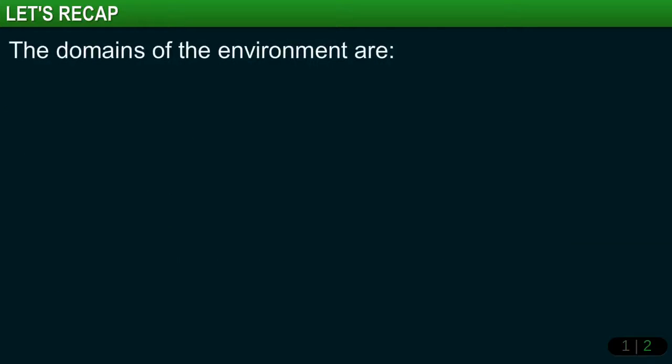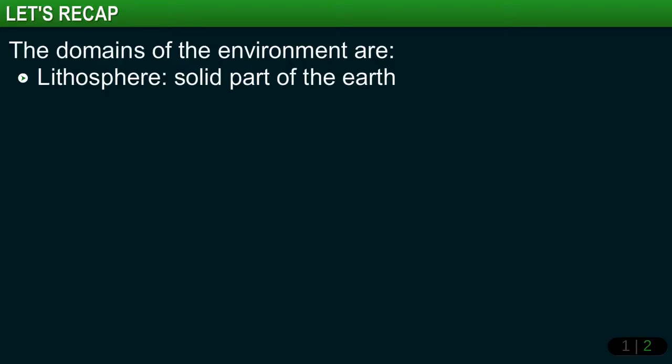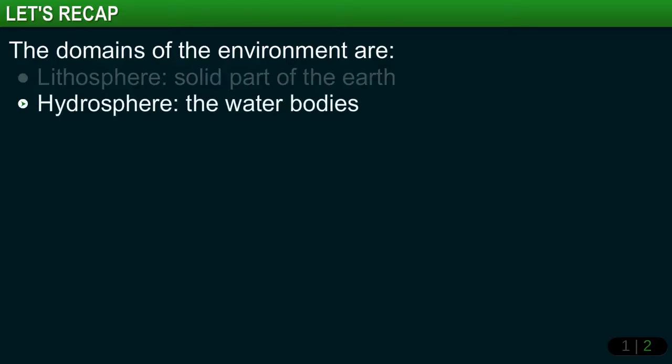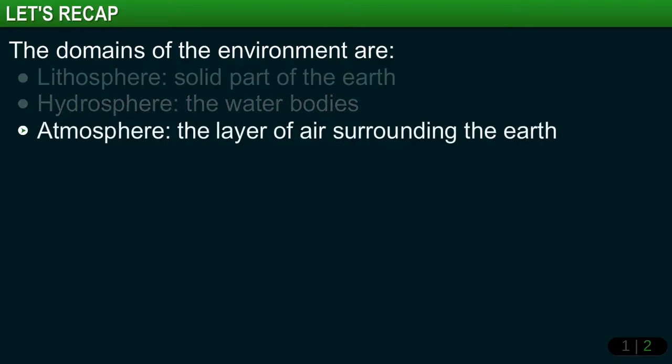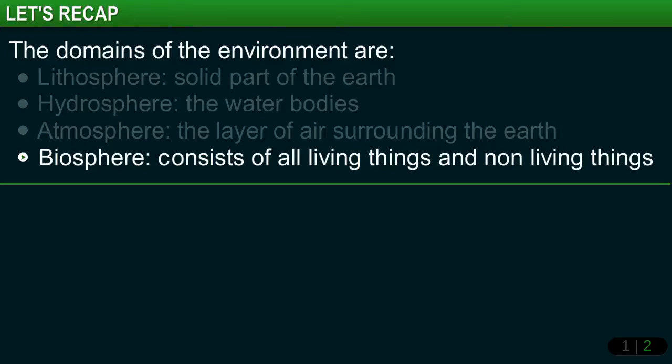The solid part of the Earth forms the lithosphere. The hydrosphere is in the form of various water bodies such as rivers, lakes, seas, and oceans. The Earth is enveloped within a thin layer of air called the atmosphere. This layer shields the Earth from the strong ultraviolet rays of the sun. All plants and animals, that is, the living things, and the non-living things, like the mountains and rivers on Earth, are part of the biosphere.